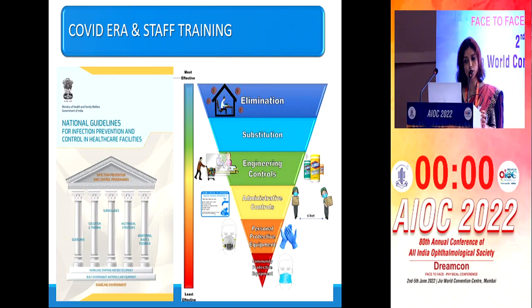The first two, of course, don't work for us, which are elimination and substitution. That is, you don't allow the virus to touch us, but that is not possible since we are working out. So for us, engineering control and administrative control is something that should be dealt with, and personal protective equipment, of course, with judicious use of PPEs.